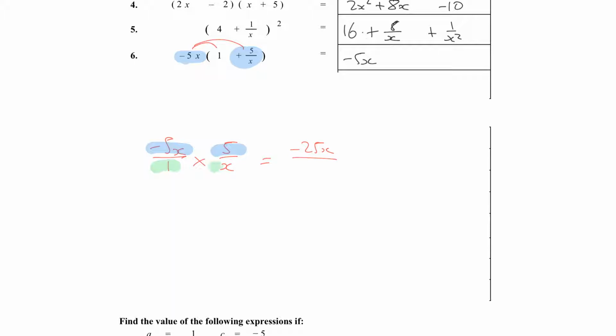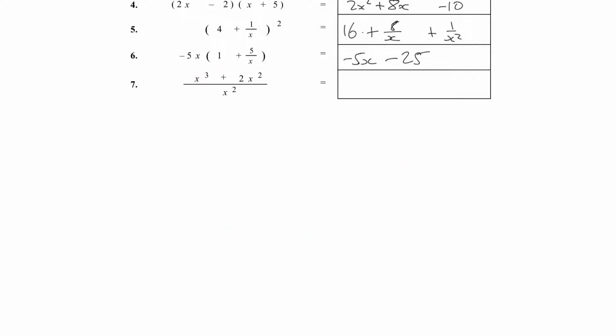Denominator times denominator: 1 times x is x, and we can now cancel. Now x goes into those ones, so we're left with minus 25. At this stage you could have gone minus 5x over 1 times 5 over x, cancel these x's straight up here, and gone straight to minus 25.